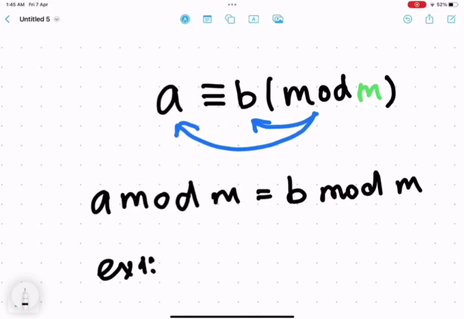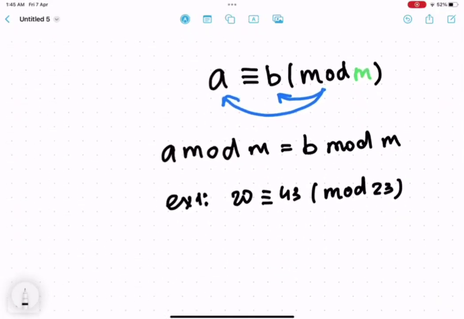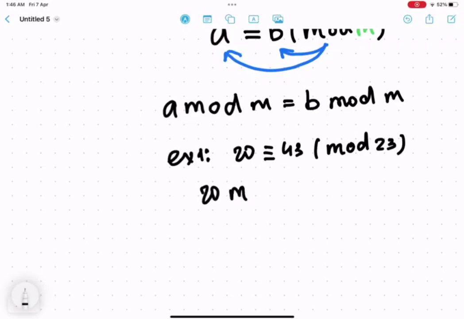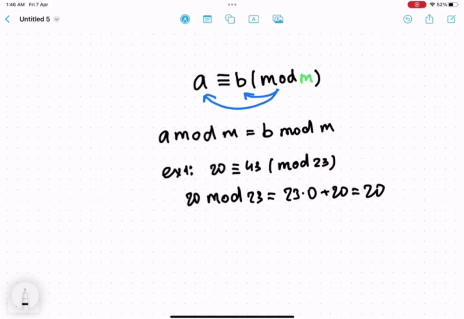Example, 20 is equivalent to 43 modulo 23. 20 modulo 23 is 23 multiplied by 0 plus 20, so the remainder here is 20, and 43 modulo 23, we multiply by 1, because we have only 1 times 23, and plus 20. And here we have 20 as a remainder, so they are equal.